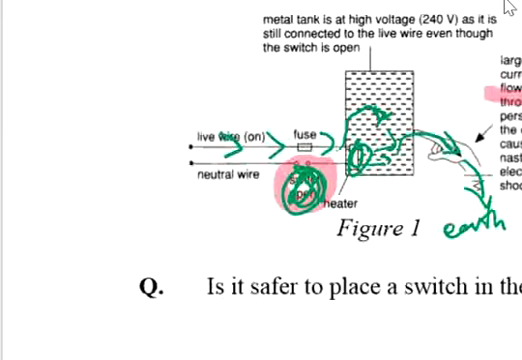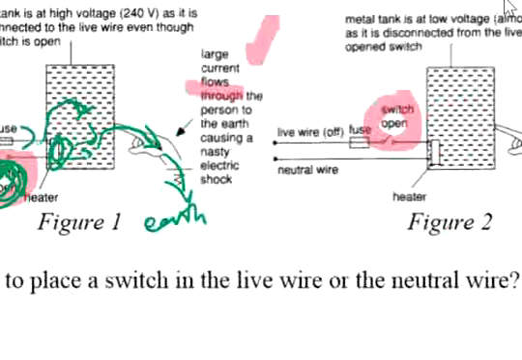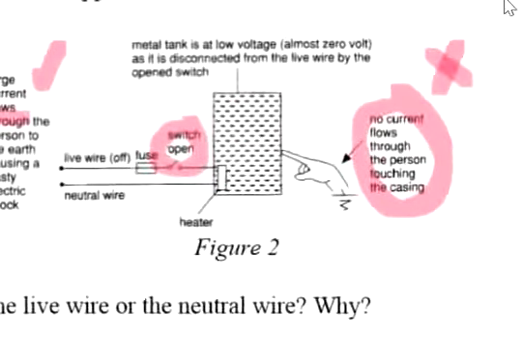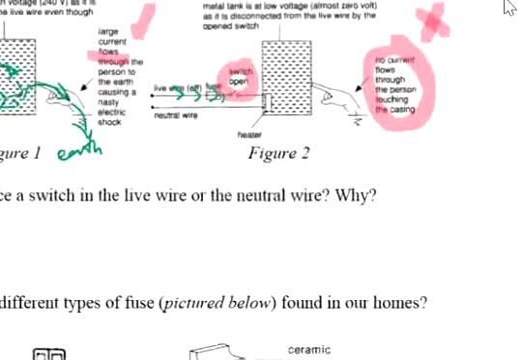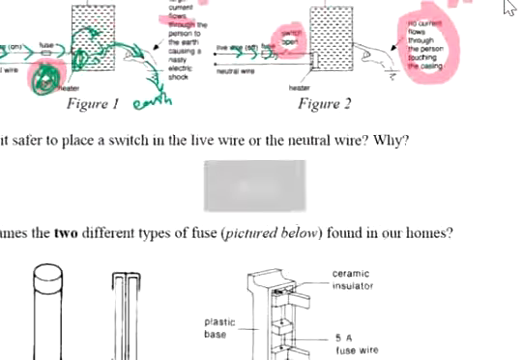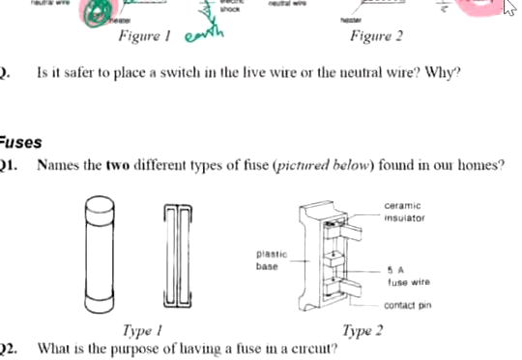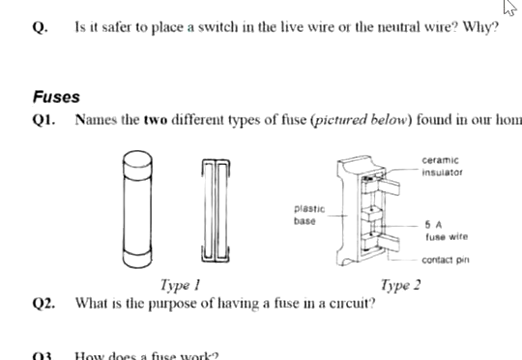Alright. However, for the second diagram, since the current flows towards the fuse, since the switch is open, it cannot flow to the other side. So anytime someone touches the device, even though you switch off, they will not get an electric shock. Okay, so that's the reason between those two diagrams. Is it safer to place the switch in the live wire or the neutral wire? Okay, the answer is live wire.